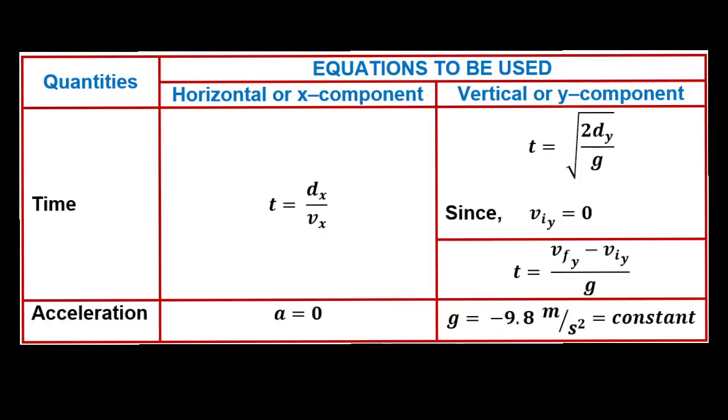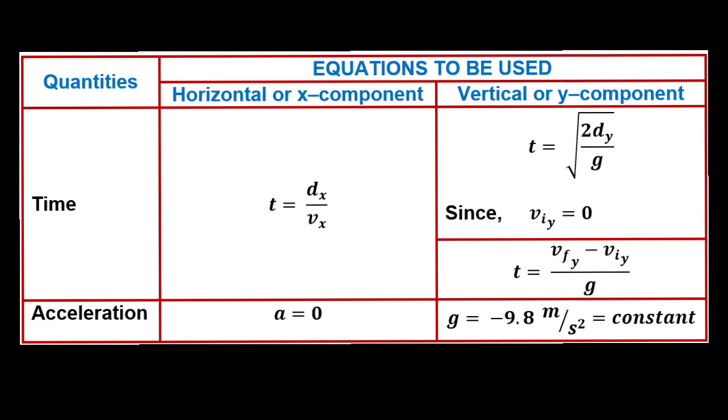To solve for the time in the horizontal component, we can simply use the formula t is equal to dx over vx. T can be big or small, depending on the use. Say for example, small letter t is the time taken to cover a certain range in a half parabola, while big letter T is the time taken to cover a certain range in a whole parabola.